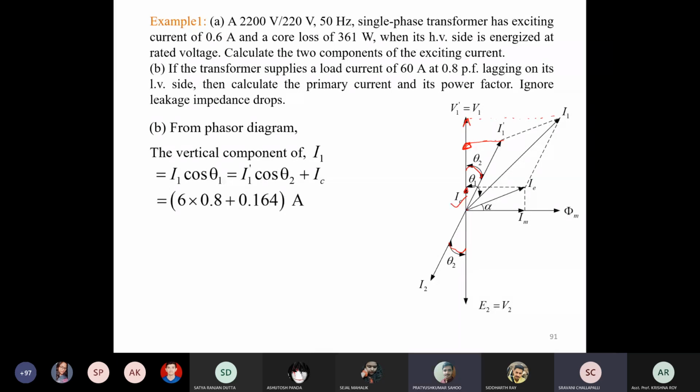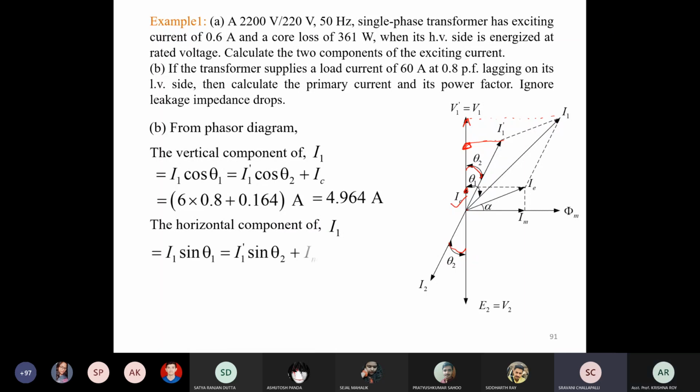4.964 ampere. Then find out the horizontal component, that is I1 dash sin theta 2 plus IM. Isn't it? Yes, sir. So calculate this one. 6 into 0.6 plus 0.577. 4.177.